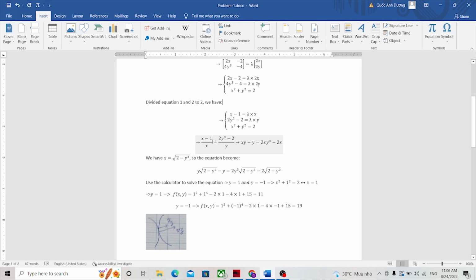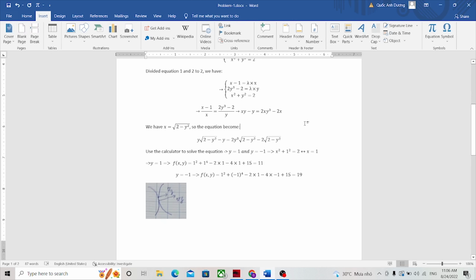I will multiply it here, and of course we will have this. x will equal the square root of 2 minus y squared, from the constraint, and then we substitute it into the equation above, and the equation will become this.